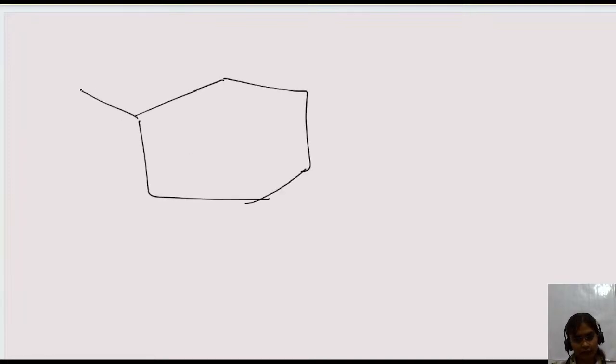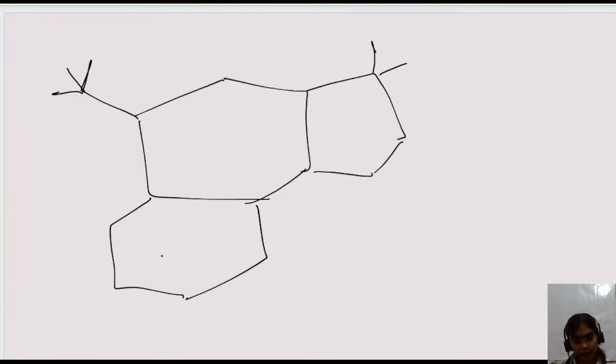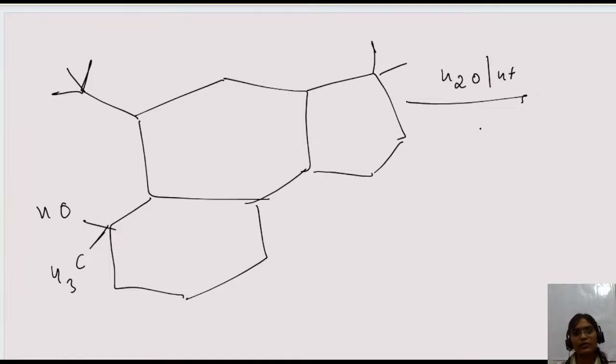Last step you will tell me, okay? It's going to be the easy one. So after the addition of Grignard reagent, we have OH and CH3. Next, we are using hydrolysis or the acid hydrolysis. What will be the next step? Last one, okay?